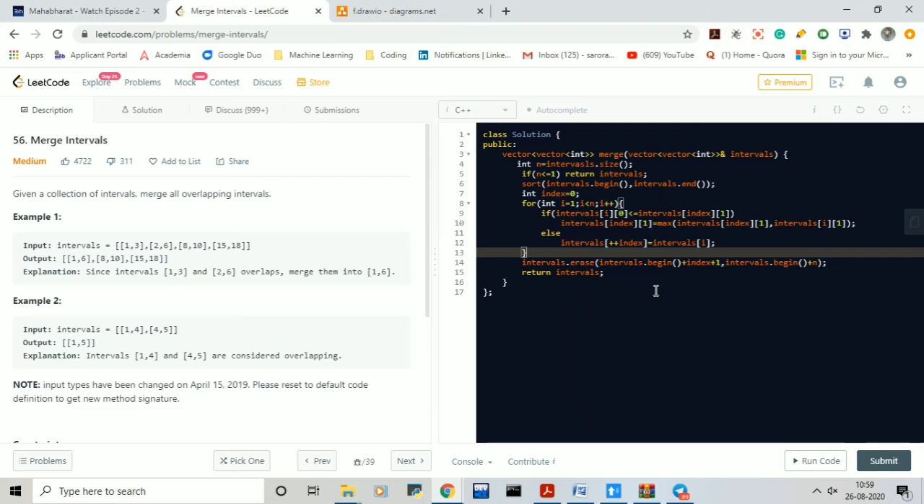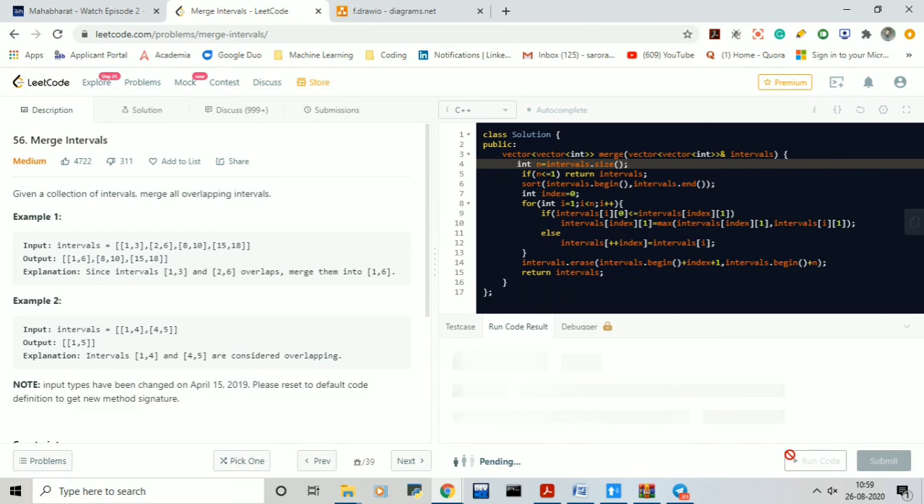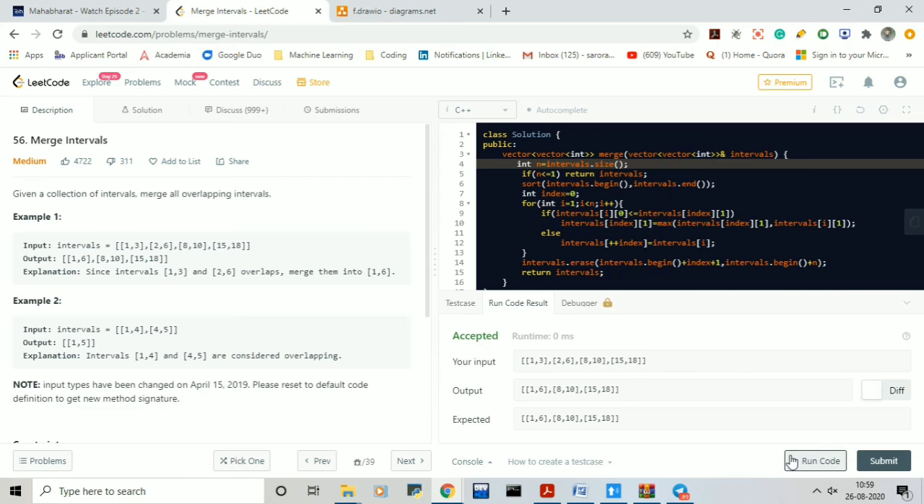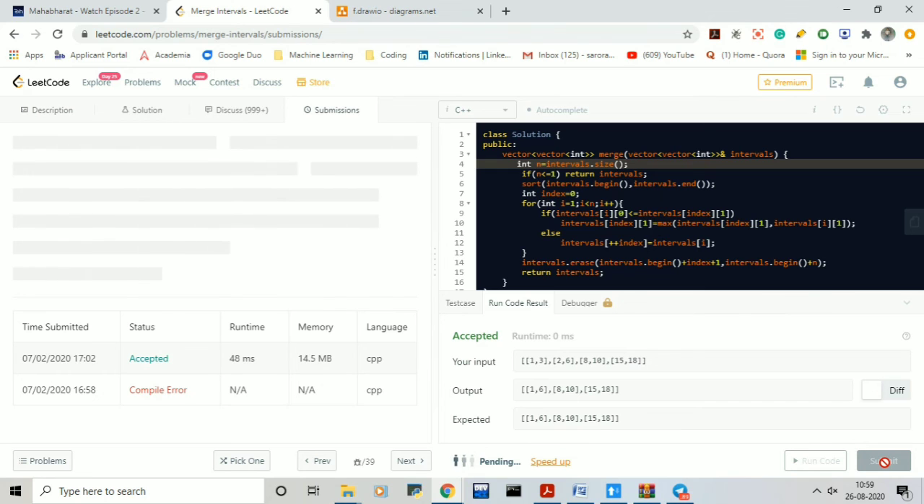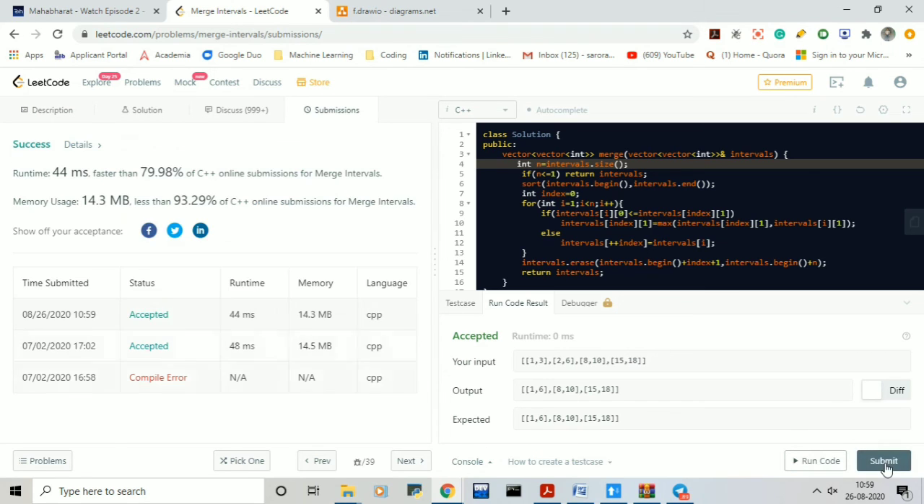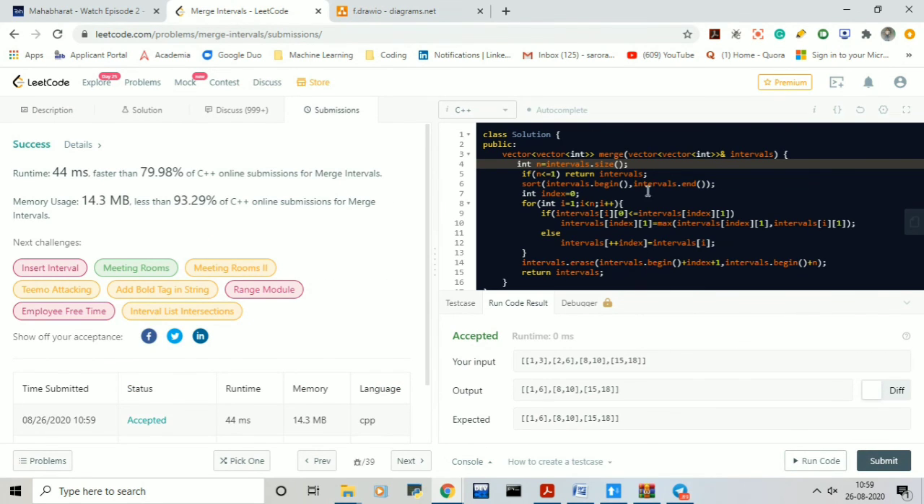So logic wise that is the thing. Let's try to check. Yeah, so let's try to submit and get our fingers crossed. Yeah, it's working. So I think the idea is pretty straightforward, and I also told you how exactly you have to approach this problem.